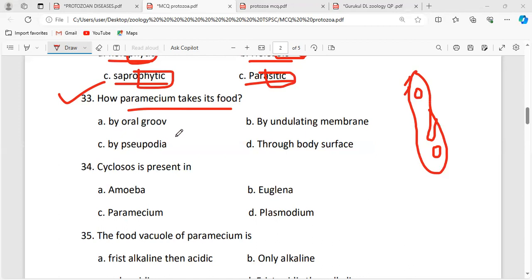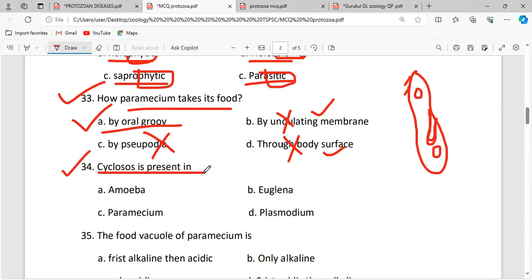See, definitely pseudopodia can't be the answer. Body surface, undulating membrane, because if the flagella is present, we can guess the undulating membrane because of the undulation motion. Protozoa comes under the protist. Protist is unicellular eukaryotic in nature. It has well developed organelles in it and it has the oral groove structure. By the oral groove, it takes its food. Clear? The answer for this question is option A.